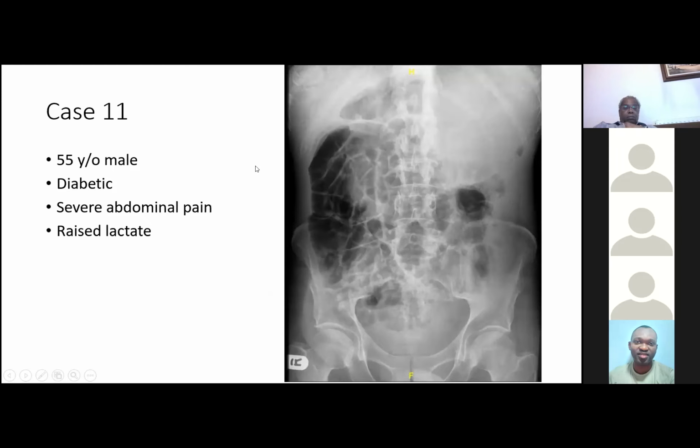Okay, so that was the diagnosis. But the plain film in that case, all it showed was just ascites, but you couldn't really come to that conclusion based on the plain film.